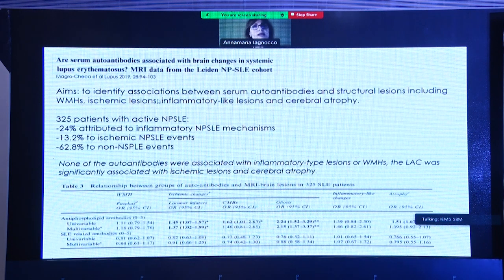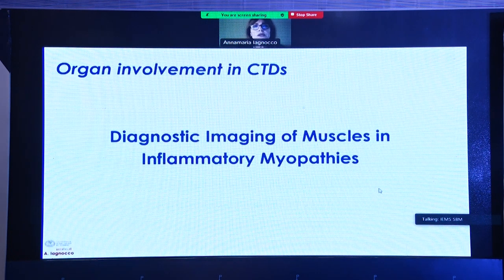This is another study that was recently published that was aiming at identifying the associations between the autoantibodies and the structural lesions, including white matter lesions and different abnormalities in patients with active neuropsychiatric lupus. Associated with ischemic lesions and cerebral atrophy. What about the use of imaging for muscle inflammatory myopathies?